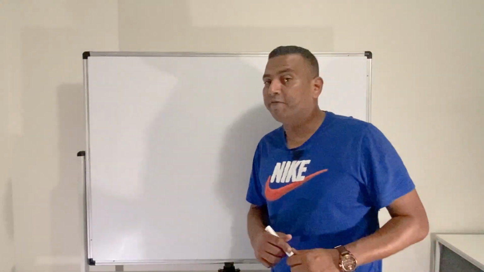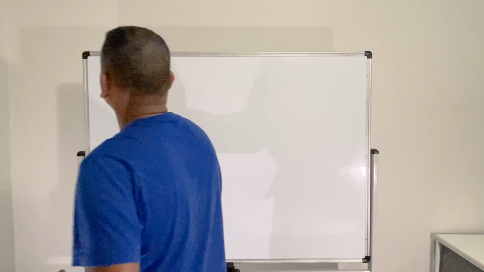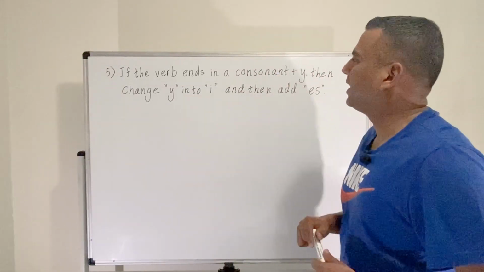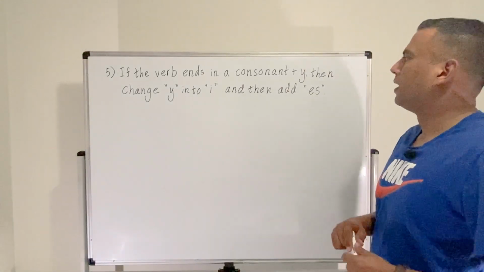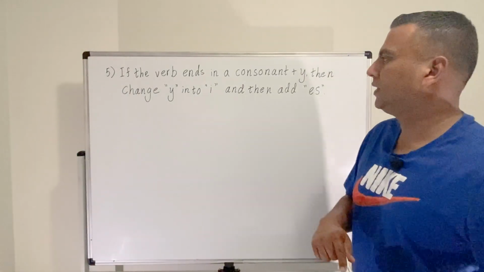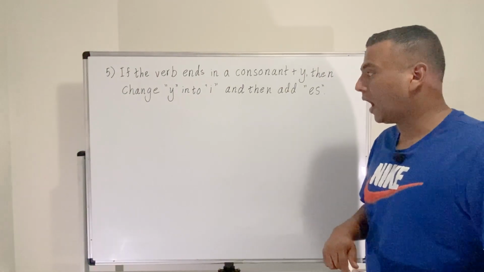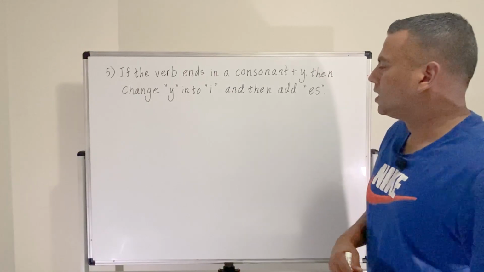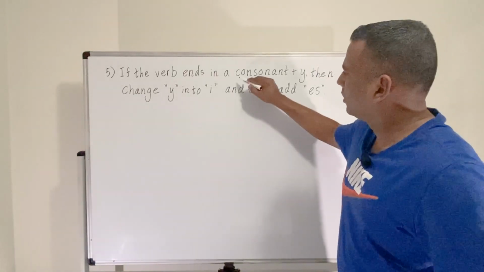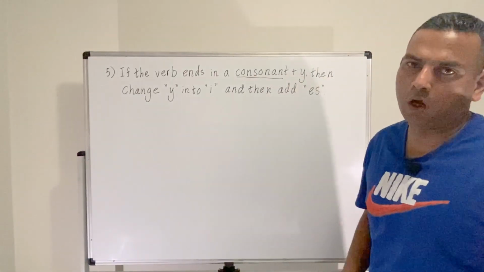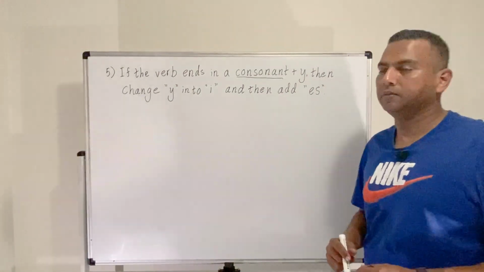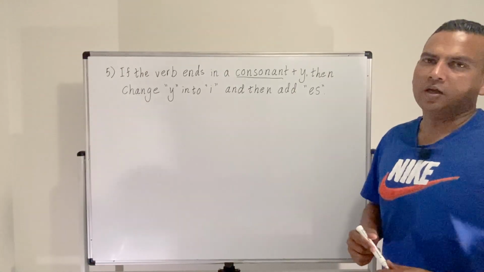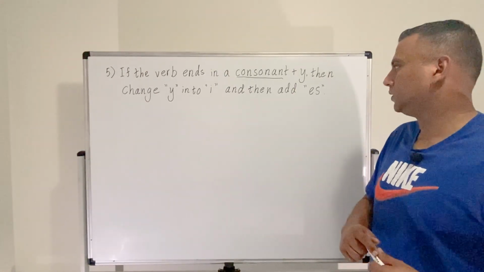Okay, let's look at the fifth instance. The fifth instance, what it says is if the verb ends in a consonant and letter y, then change letter y into i and then add letters es. Okay, so since we talk about consonants here, I'm pretty sure that you all must have heard about this term before in your studies. So I thought that I would do a brief explanation about consonants.